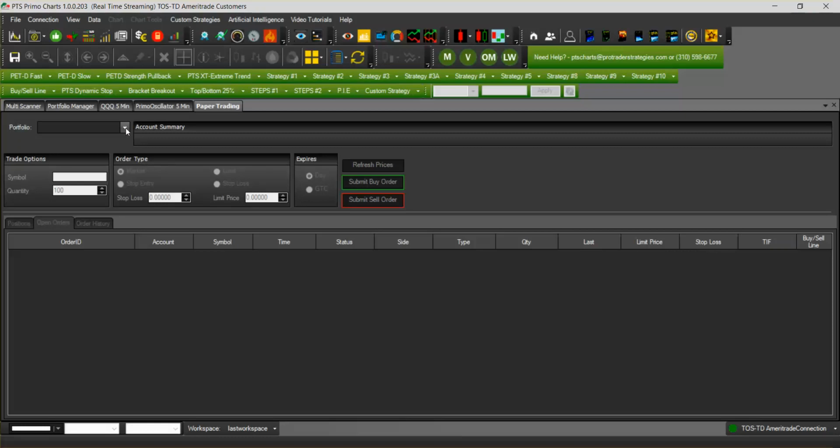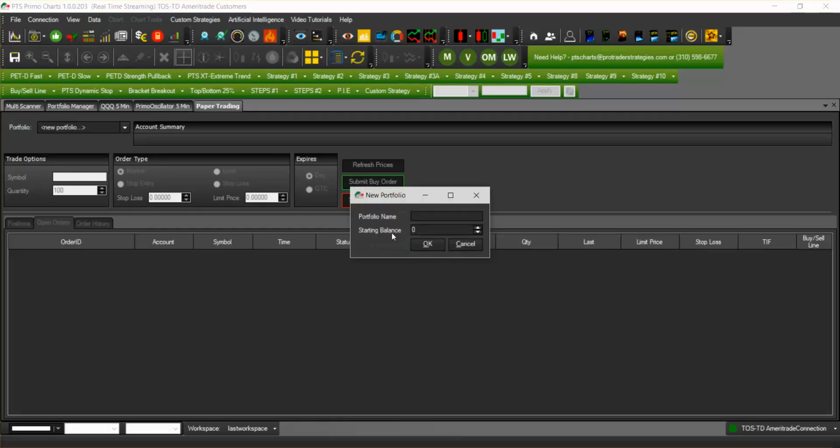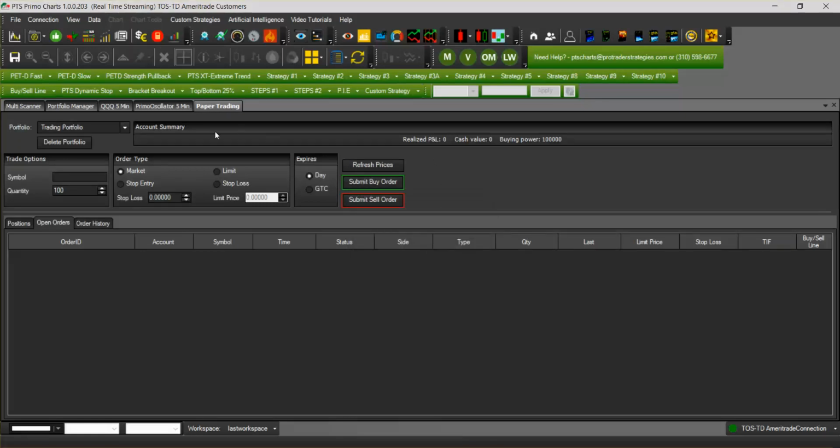The first thing that you have to do is create a new portfolio to play with. So I already have one that is called stock trading, but I'm going to create a new one called trading portfolio, and that is going to have a value of 100K. As soon as I open it, you see that the account summary is showing you the buying power for that portfolio. Okay. After that, you have the trade options, the order types, the expires.